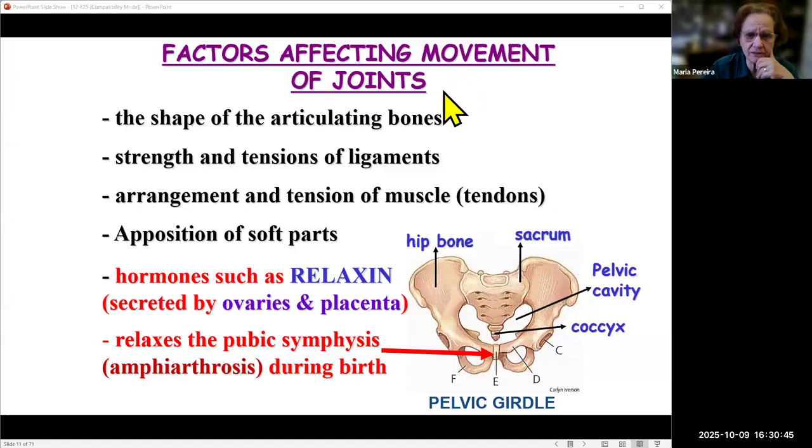Okay, so what are factors that affect these articulations? The shape of the articulating bones. They have to be positioned and their structure has to be optimal to allow the bones, which sometimes have very intricate shapes, to move upon each other in a smooth way. The strength and tension of the ligaments. This is very important in exercises that keep stretch exercises. You have weightlifting, you have cardiovascular, and you have stretch exercises. Those are the three types of exercises.